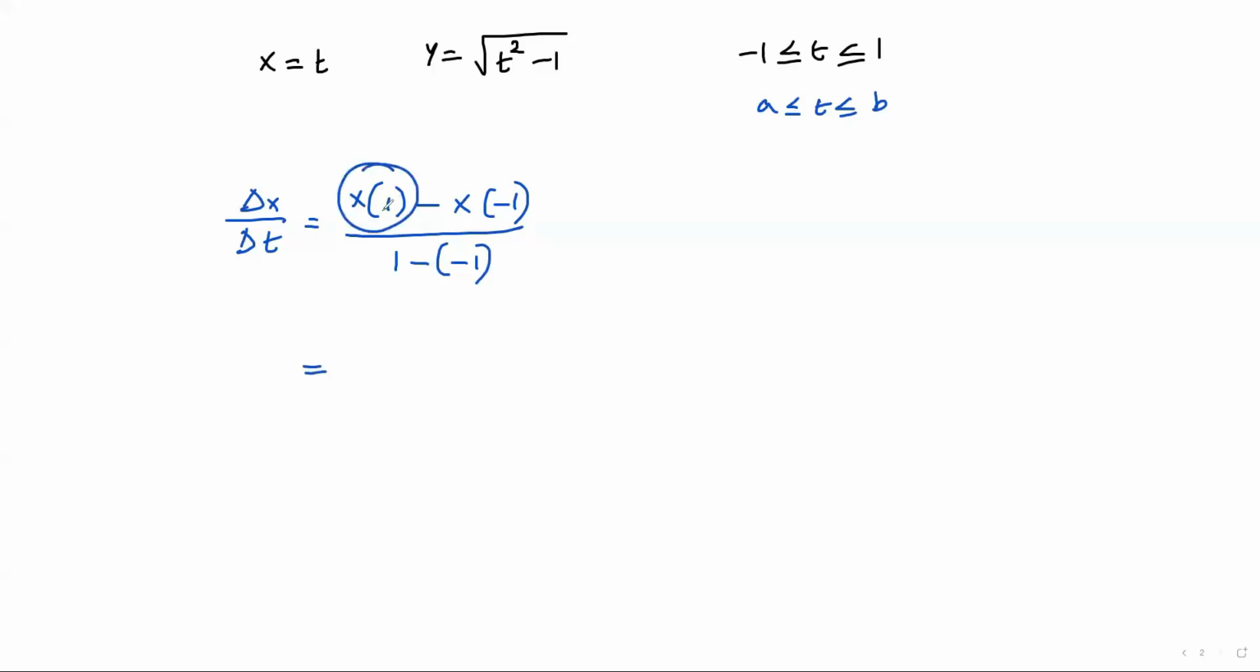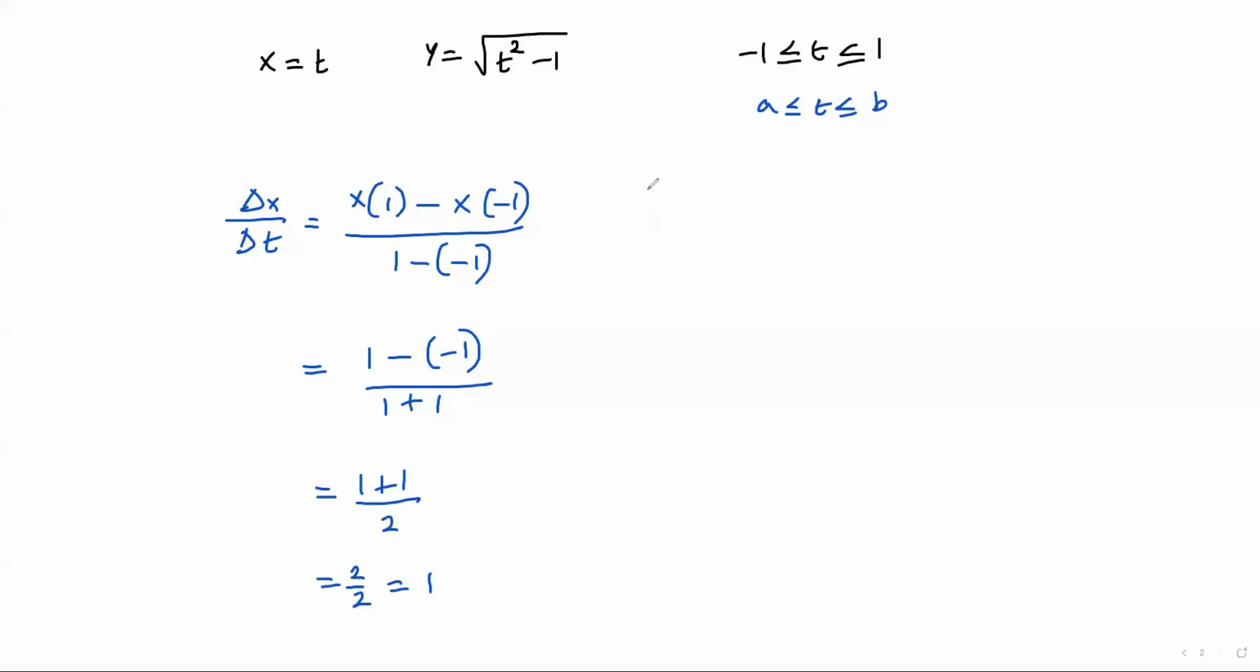To get the value of x of 1, you plug t equals 1 into the first parametric equation, and you just get 1. And to get x of negative 1, you plug t equals negative 1 into the first parametric equation, and you get negative 1. So we have 1 minus negative 1, which becomes positive 1 plus 1, over 2. That is 2 over 2. Finally, it results in 1. So the average rate of change for x of t is 1.